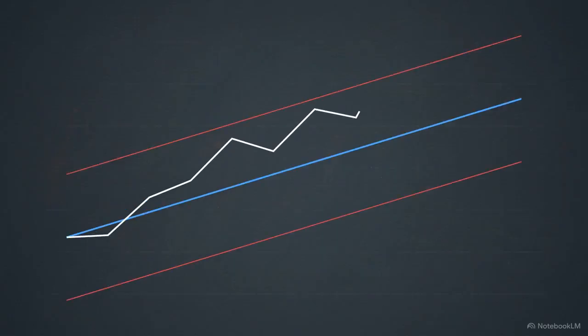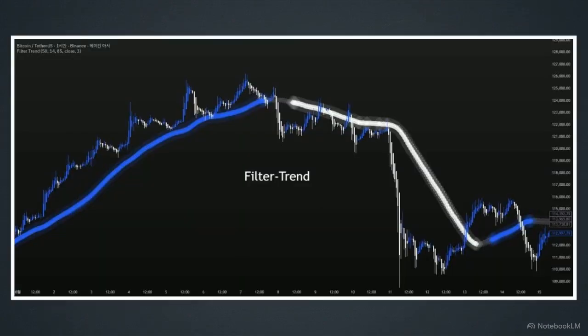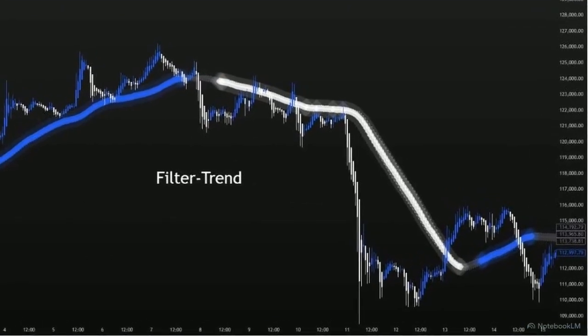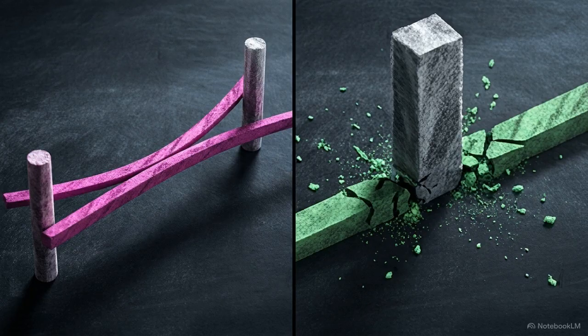The second state is trend continuation. Take a look at this Bitcoin chart. Under conditions of extreme volume or fundamental shifts, the statistical elastic breaks. Price shatters the filter trend line and triggers a rocket move into entirely new price levels. Differentiating between a bounce and a breakout dictates how a system engages these statistical extremes.